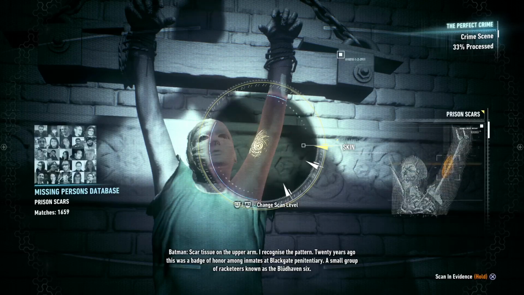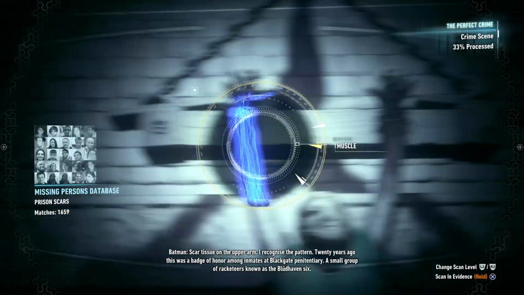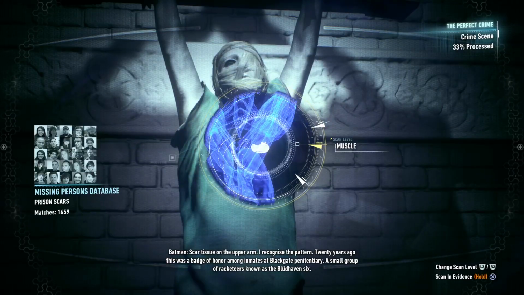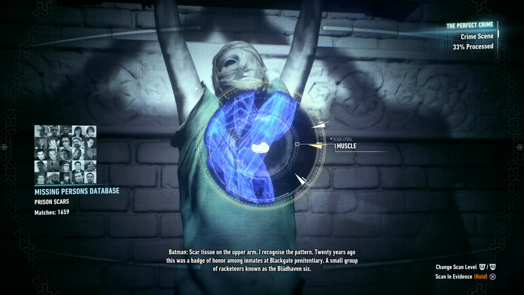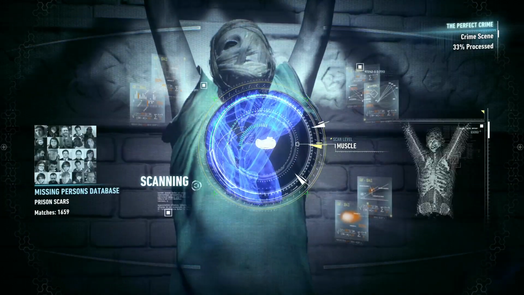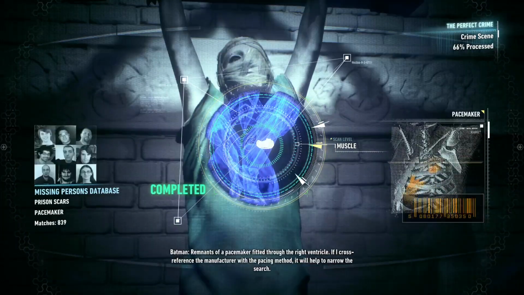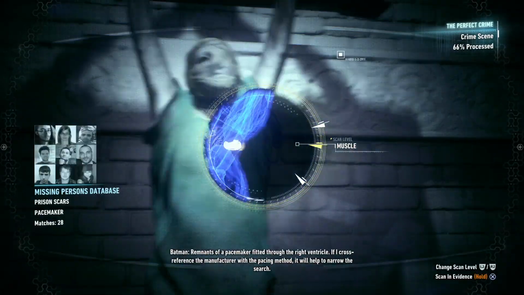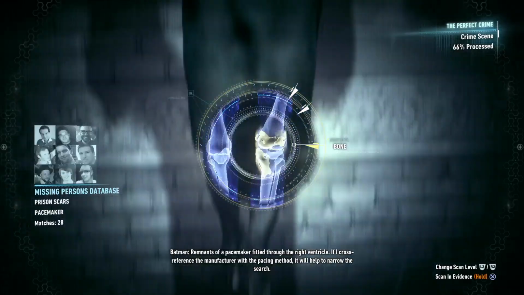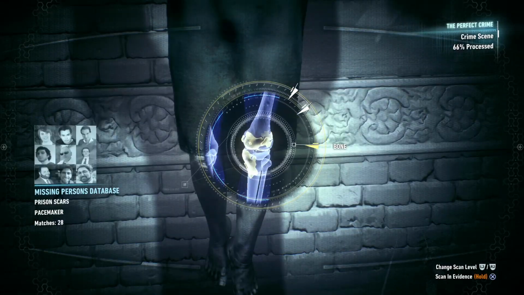Scar tissue on the upper arm. I recognize the pattern. 20 years ago, this was a badge of honor among inmates at Blackgate Penitentiary. A small group of racketeers known as the Bloodhaven Six. Remnants of a pacemaker fitted through the right ventricle. If I cross-reference the manufacturer with the pacing method, it will help to narrow the search.